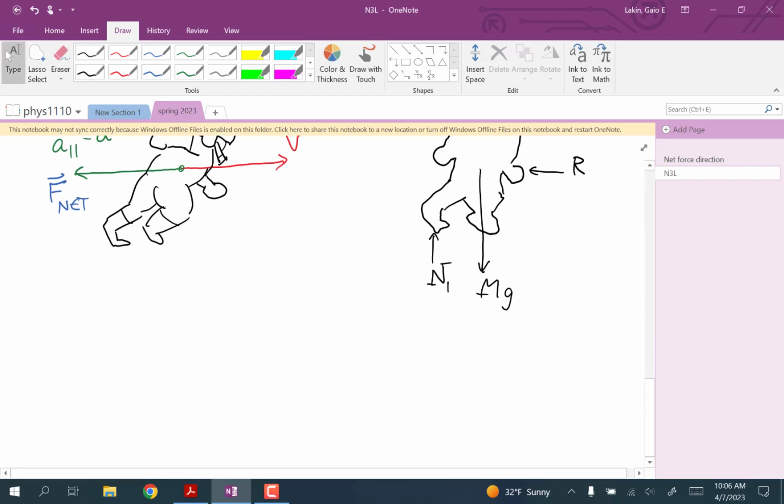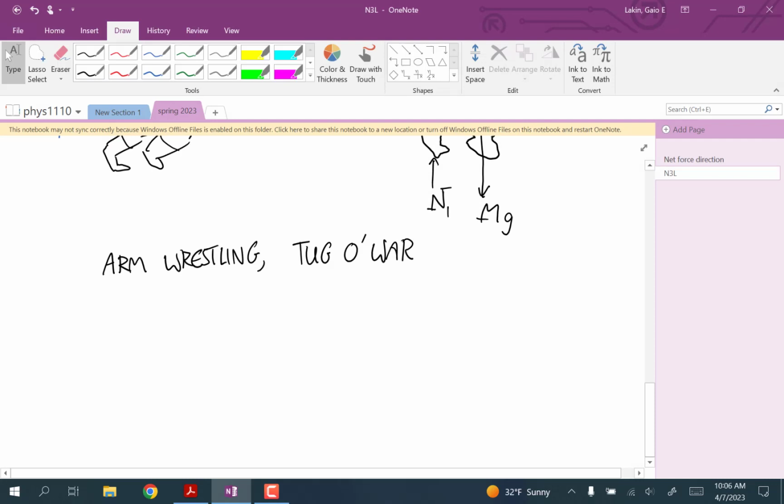At the end of this lab worksheet, there are two questions, one about arm wrestling and one about tug of war. These are kind of, in a way, brain teasers that can be kind of confusing.